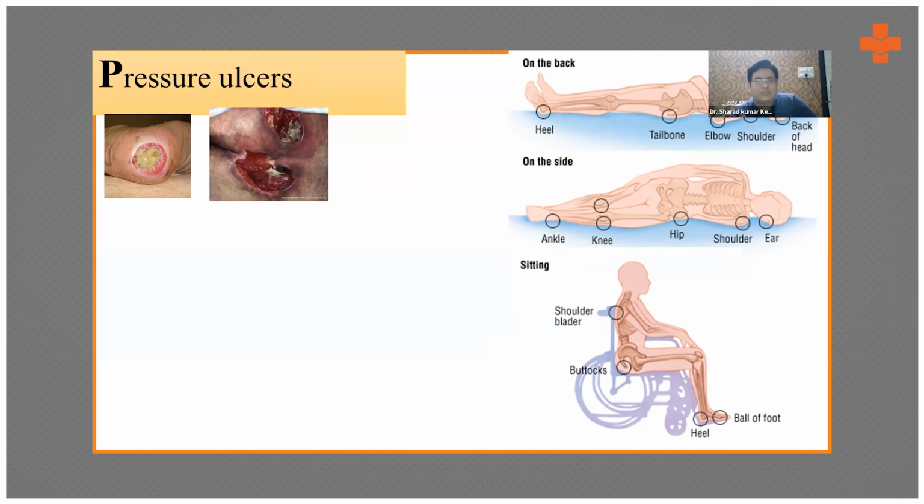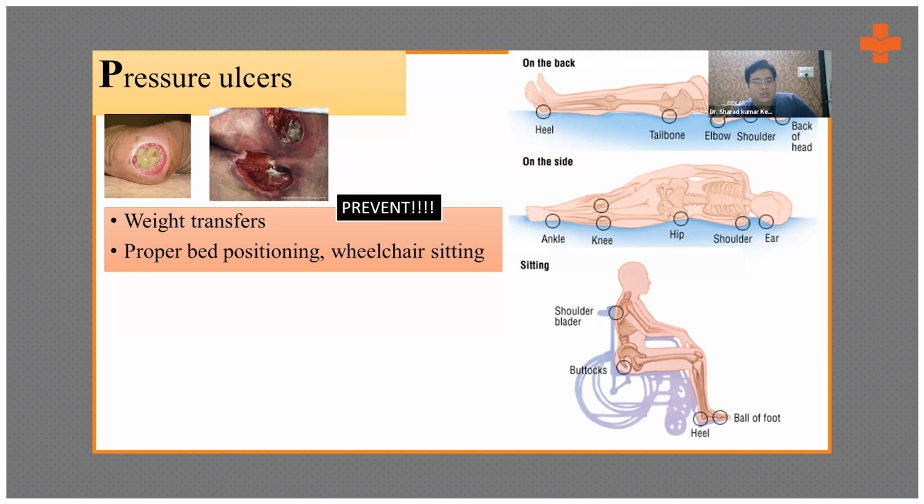There is different classification for that, like National Pressure Ulcer Advisory Panel, NPUAP classification, in which we grade in different forms. So, how do you prevent it? Basically, you prevent it by using the weight transfers, proper bed positioning, change of posture every 2 hours, wheelchair setting.